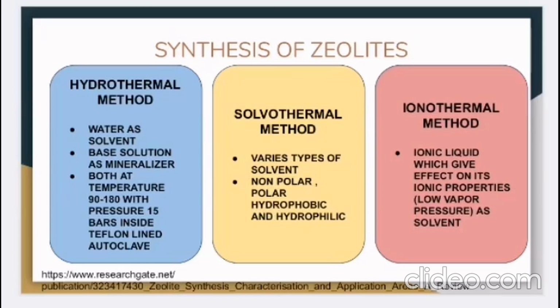Okay, and the last one is the ionothermal method, which is another special category of solvothermal synthesis method in production of zeolite, in which the solvent used is an ionic compound and not molecular in nature. The solvents used are called ionic liquids, as they have an ionic nature that has an effect on some particular properties such as a low vapor pressure.